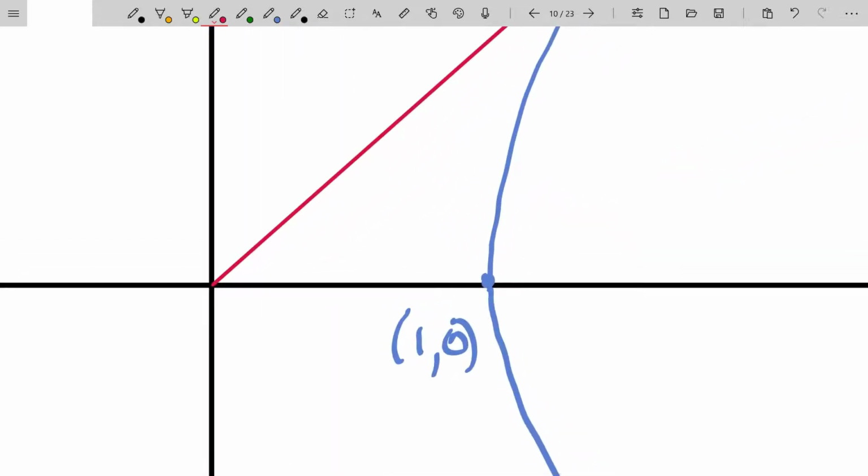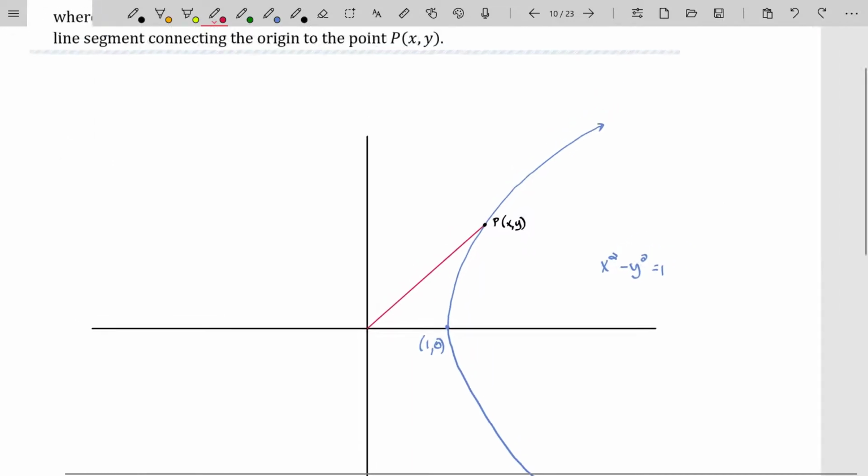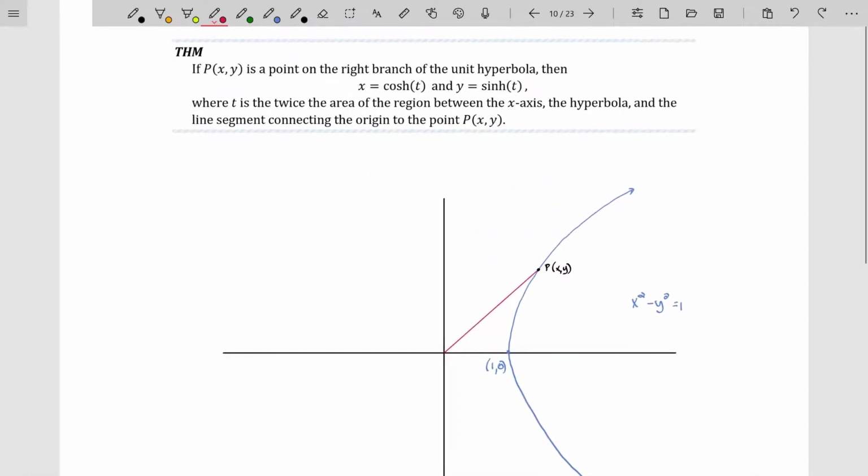Now it's very important for this conversation for you to understand something. T is not going to be this angle. It is called the hyperbolic angle, but it is not that angle. T is also not going to be this arc length. So let's just start with that. T is neither the arc length nor is it the angle.